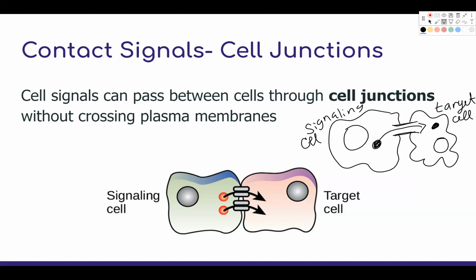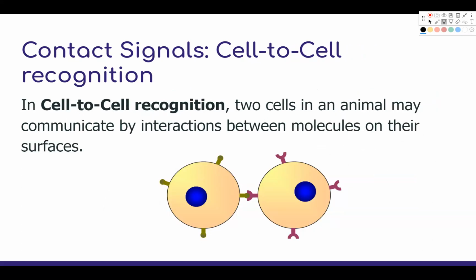All right, I've got another type of contact signaling, and that's cell-to-cell recognition. Your immune system does this very, very well. So, in cell-to-cell recognition, two cells that are right next to one another, typically in an animal or a multicellular eukaryote, can communicate through interactions of molecules on their surfaces.